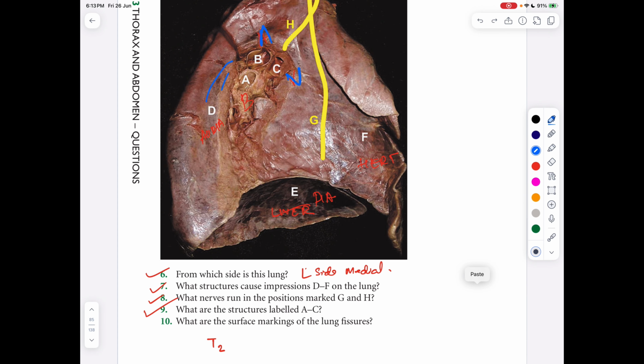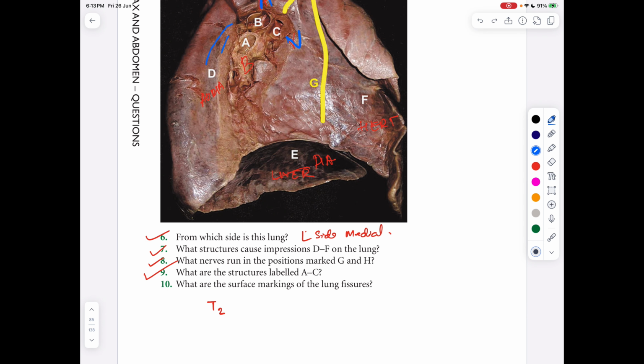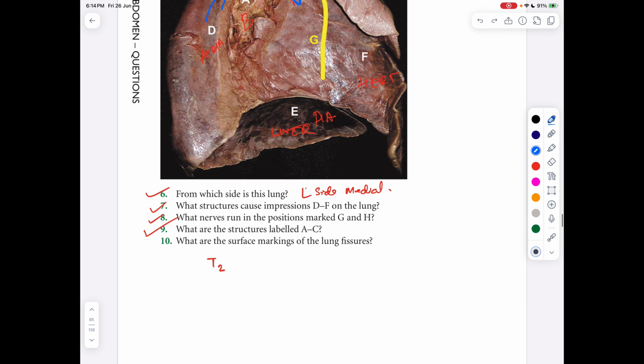What nerves lie at position G and H? What are the structures at level A to C? What is the surface marking of the lung fissures? It's the level of T2.